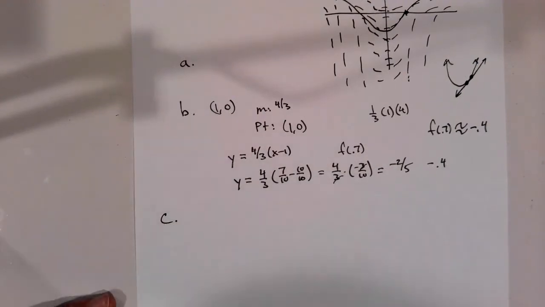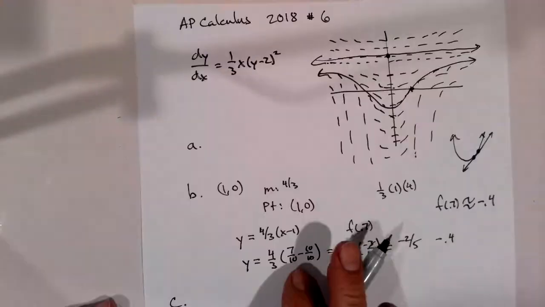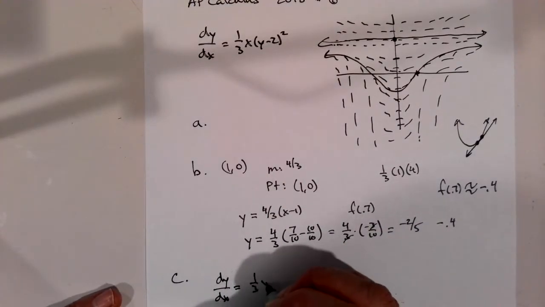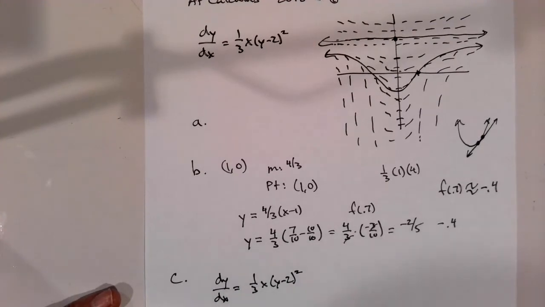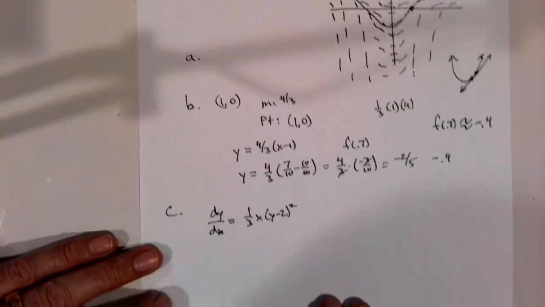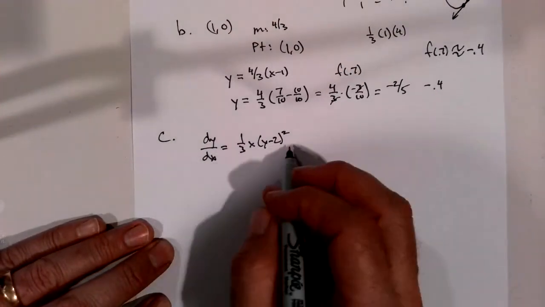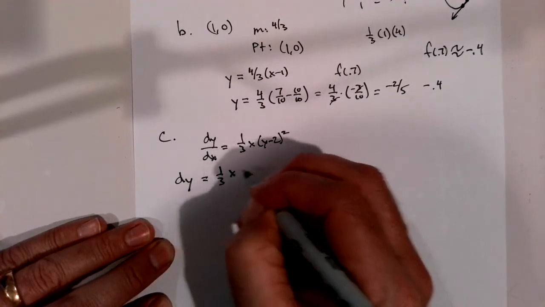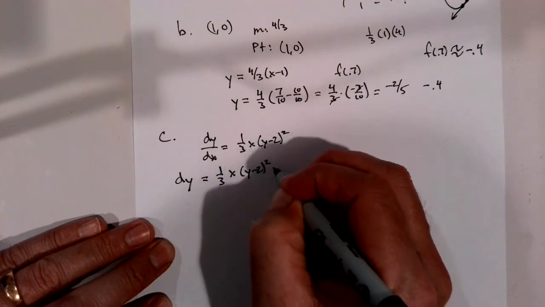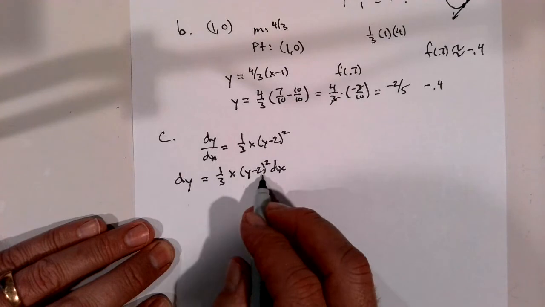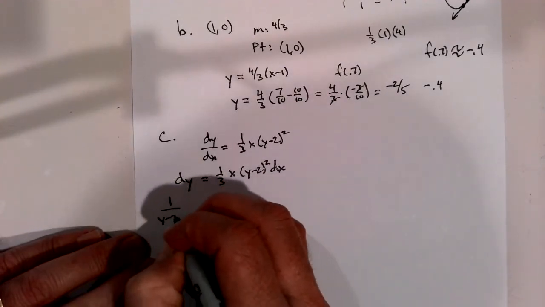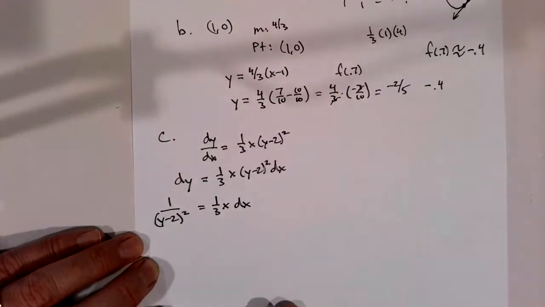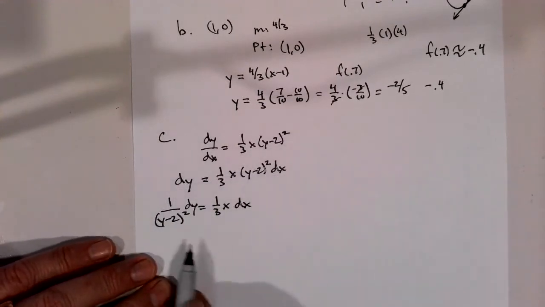So we go to C, and C, sure enough, says find the particular solution to this. So we have dy over dx is equal to 1/3 x times (y minus 2) quantity squared. Okay. So separation of variables occurs, and in this situation, we multiply both sides by dx, so dy is equal to 1/3 x times (y minus 2) squared dx. Now I need to get rid of this guy. So 1 over (y minus 2) quantity squared dy is equal to 1/3 x dx. Whoop, forgot my dy. Now that's a separation of variables.